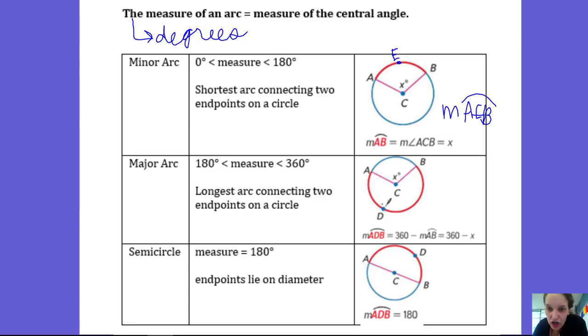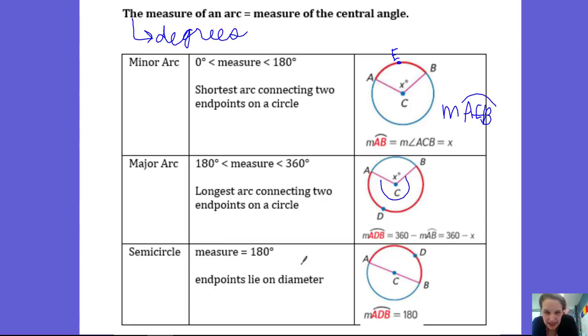And this major arc is going to be the same as this central angle. We know that all the way around the circle is 360 degrees. So if we know the measure of arc AB, the measure of arc ADB is just going to be 360 minus whatever the measure of arc AB was. Or if you're thinking about the central angle, it would be 360 minus x to get the leftover angle.